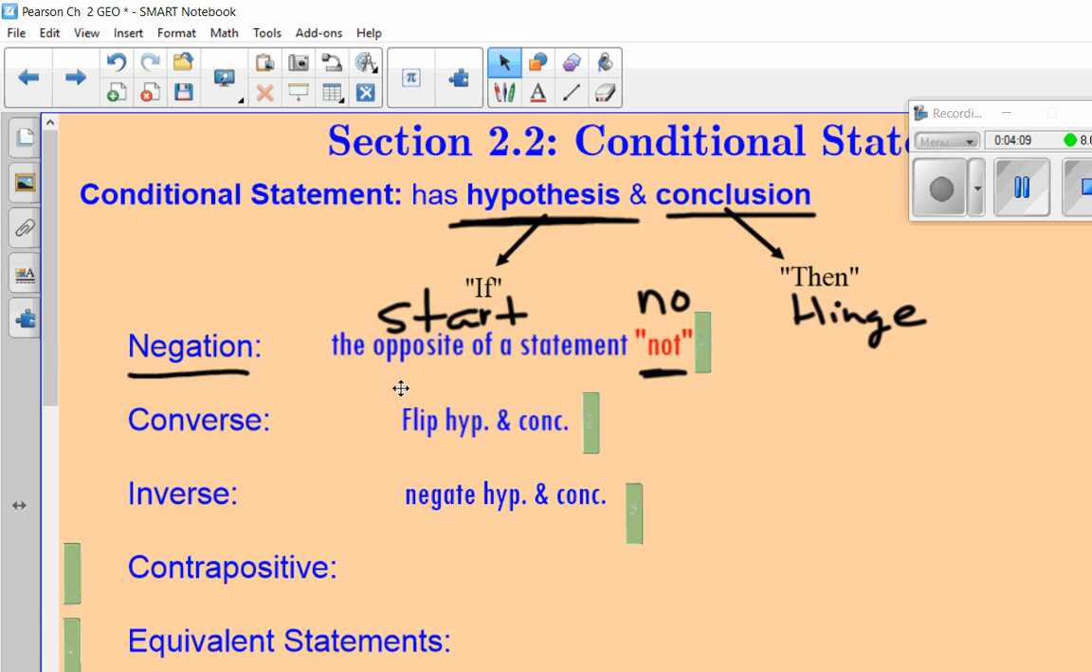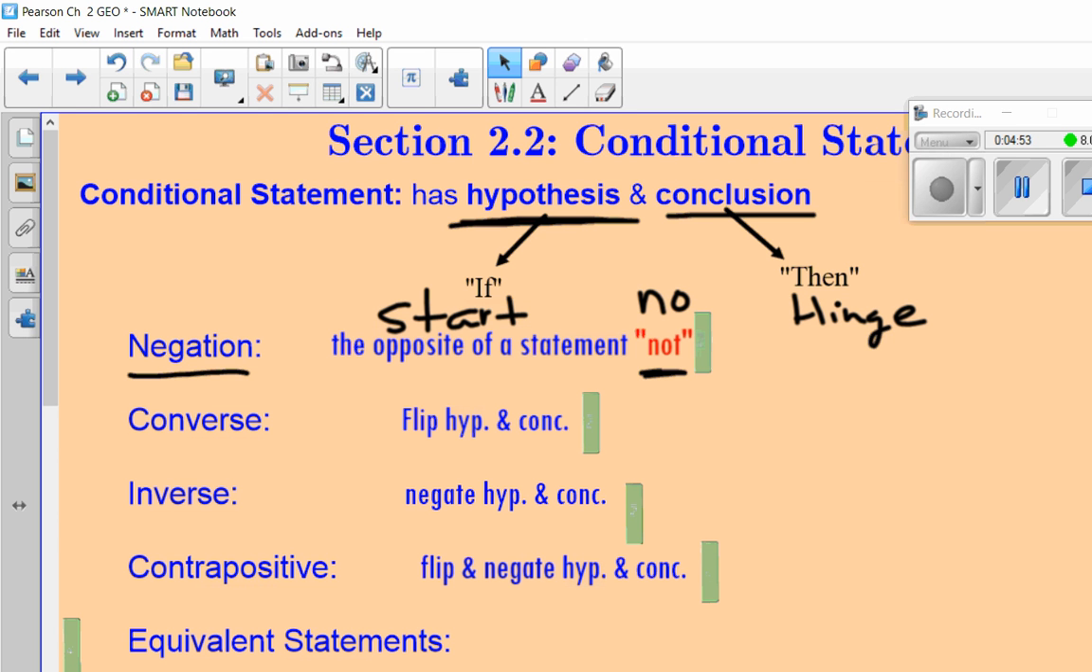The contrapositive is where I'm going to flip and negate the hypothesis and the conclusion. An example of that, I'll go back to my first statement. If I sneeze, then I have a cold. That was what I started with. But to do the contrapositive, I'm going to flip those two and negate both. So, if I do not have a cold, then I did not sneeze. For the other one I had, if I'm in geometry, then I passed Algebra 1, so I flip it: if I did not pass Algebra 1, then I'm not in geometry.